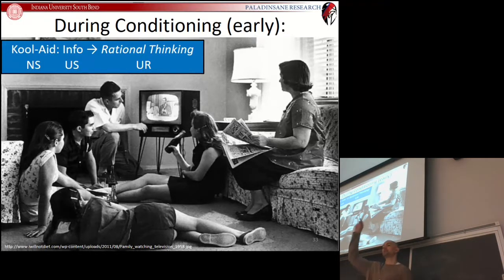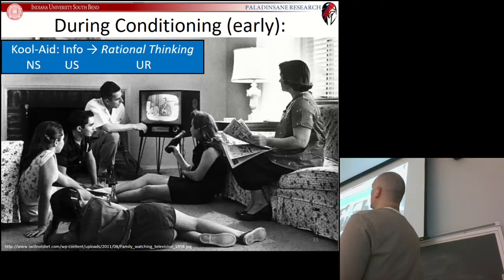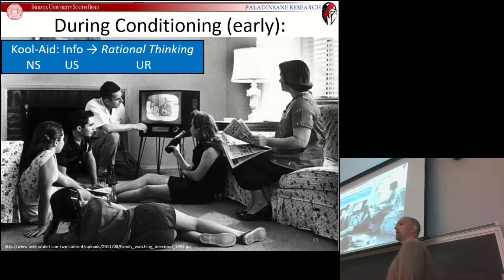They kept presenting the stimulus followed by the information. The information is the unconditioned stimulus. That leads to rational thinking, the unconditioned response. So when parents were watching that, specifically moms that would be doing the grocery shopping back then, they would be sitting there going, wow, that is inexpensive. 5 cents for a gallon, or 9 gallons, or however much it was. That's pretty inexpensive. And parental magazine seal of approval. Oh, that's really high quality. So they're sitting there and they're doing that rational thinking.